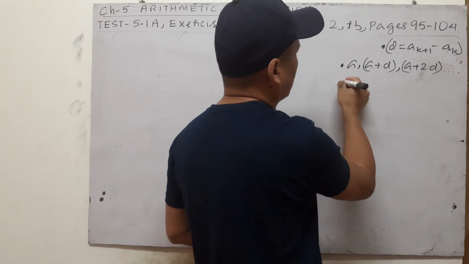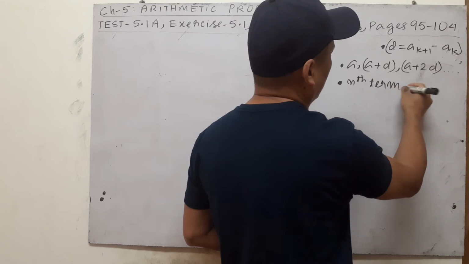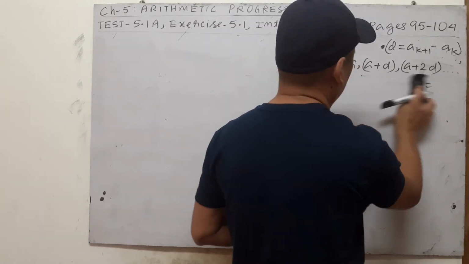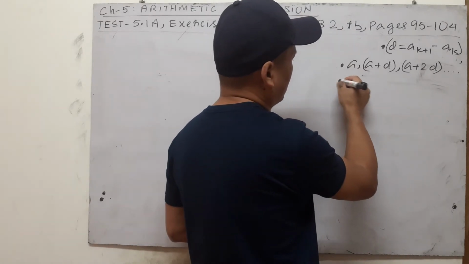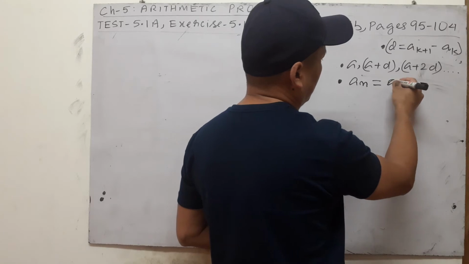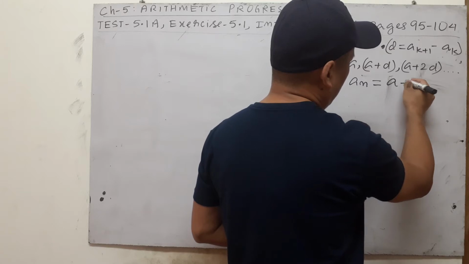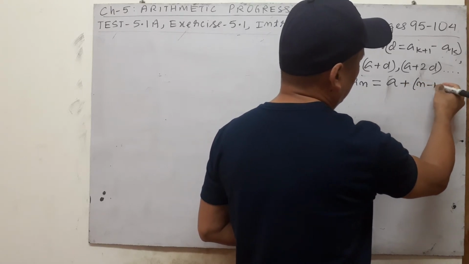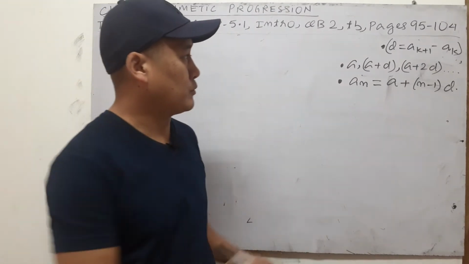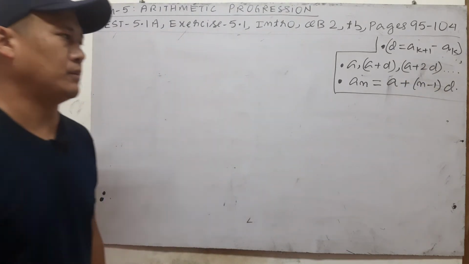Then the third formula is the nth term, denoted by an, is given by: an, which is the nth term, is given by the first term a plus n minus 1 into common difference d. So these are the 3 main formulas we're going to have to keep in our mind.